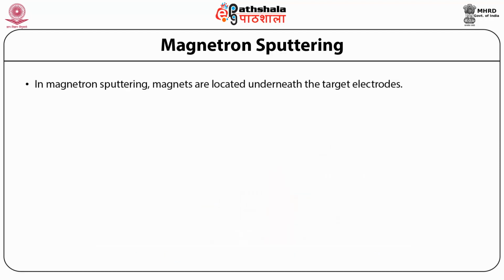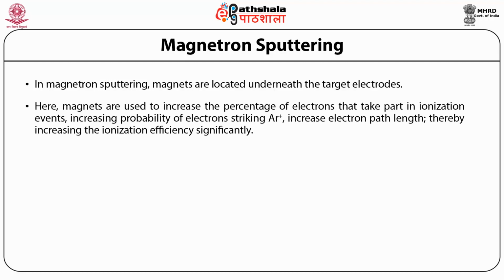In magnetron sputtering, magnets are located underneath the target electrodes. Here, magnets are used to increase the percentage of electrons that take part in ionization events, increasing the probability of electrons striking argon plus ions, and increasing electron path length, thereby increasing the ionization efficiency significantly.